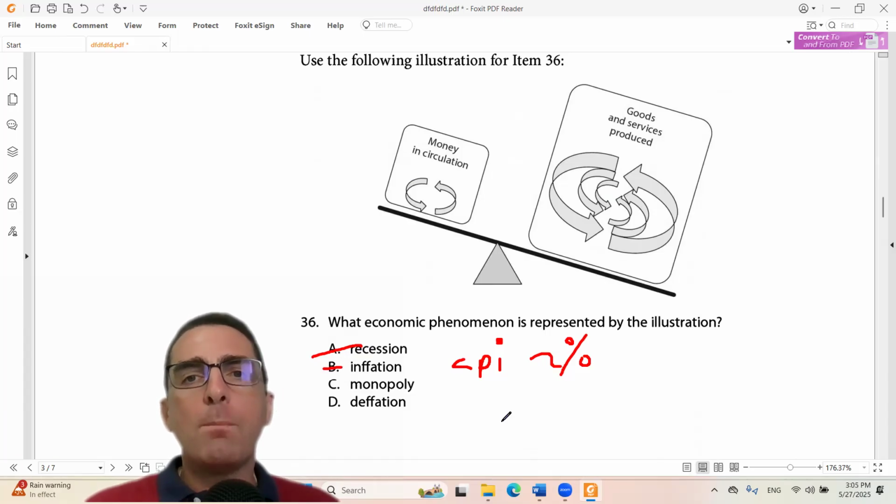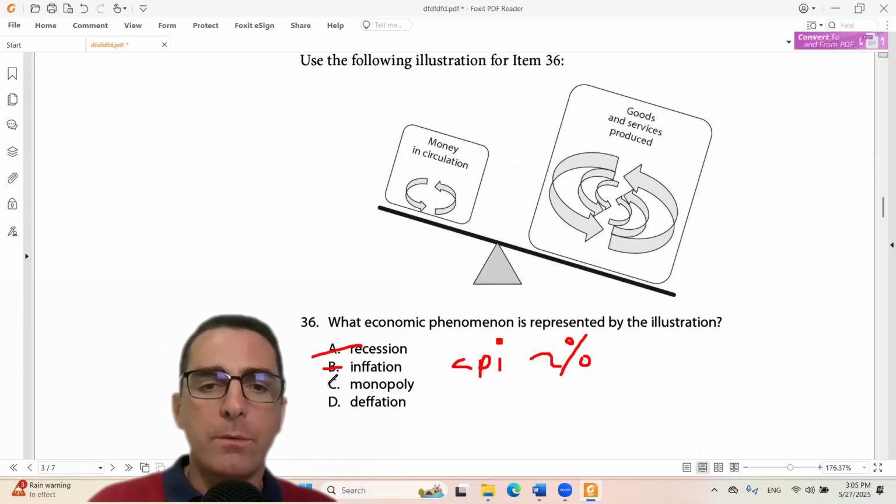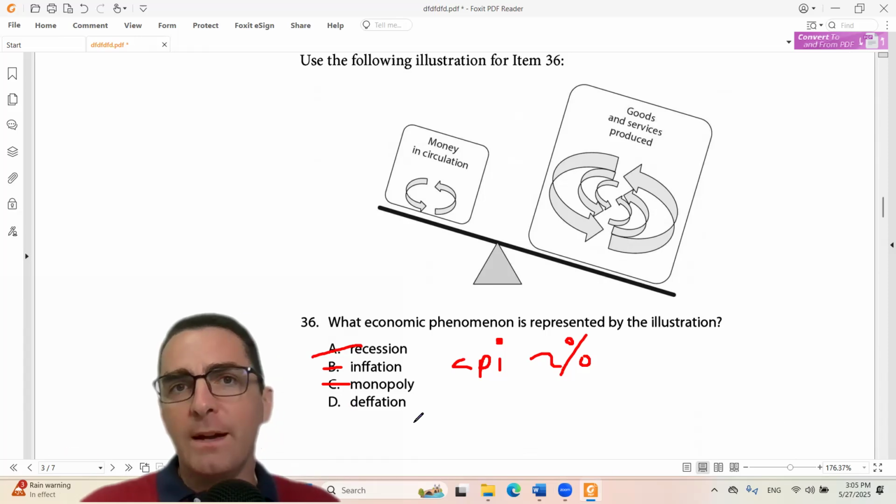Monopoly is when one company has complete control over one particular industry. Nothing to do with that. So we're left with deflation, which is also spelt wrong here, but you get the idea. Deflation. You've got less money chasing a large amount of goods and services. So that means prices must come down. There's too many of these and not enough of this.